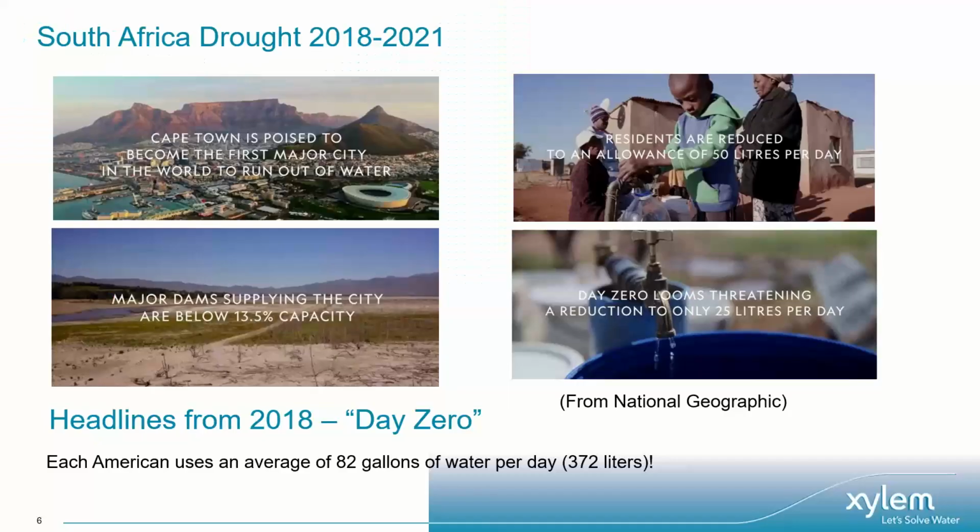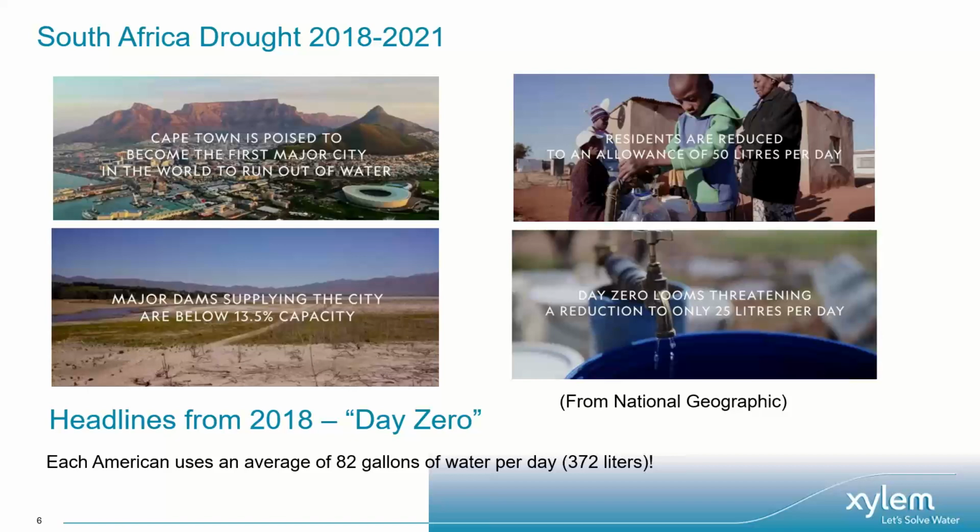Now, you've probably seen the headlines recently in the last couple of years. These are just snippets from a National Geographic video, and let me just read them to you. So Cape Town is poised to become the first major city in the world to run out of water. So major dams supplying the city are below 13.5% capacity. And residents are reduced to an allowance of 50 liters per day. And day zero, so day zero is referring to that day that Cape Town will actually run out of water. So day zero looms, threatening a reduction to only 25 liters per day.